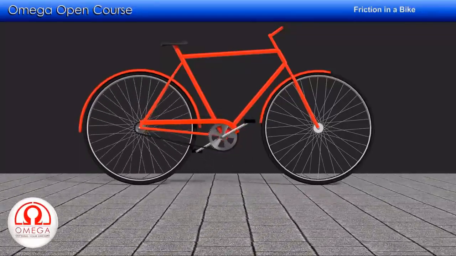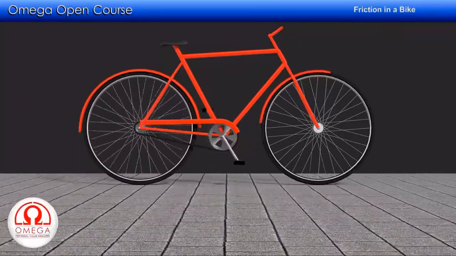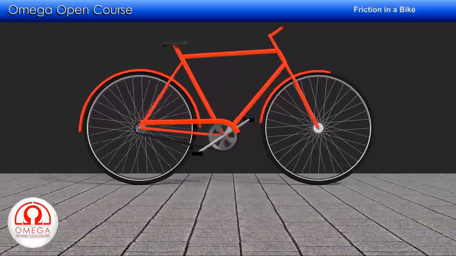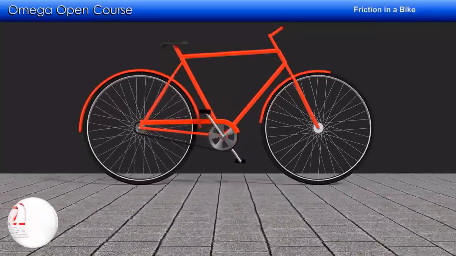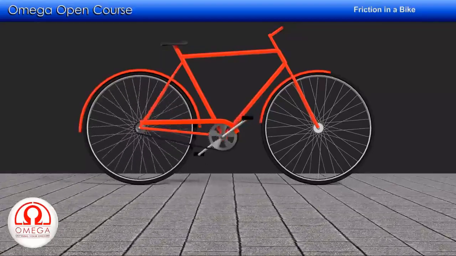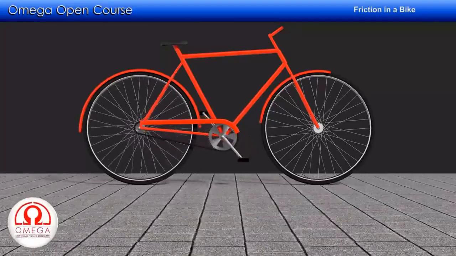This push does not provide any torque to the front wheel and hence it cannot make the wheel rotate. It only causes it to translate. Had the road been frictionless, the front wheel would just slide on the road without rotating.